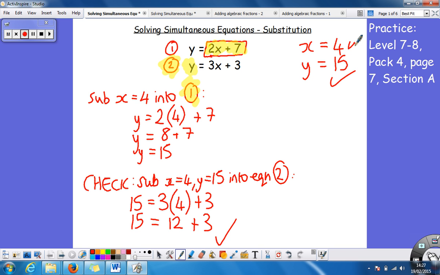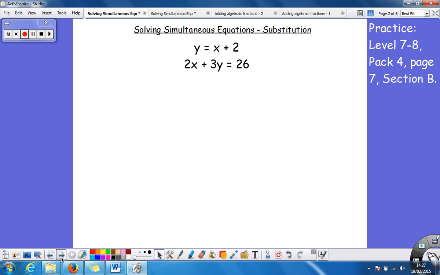So that's the first kind of example where we already have either the y or the x as the subject of the formula. If we have a look at another example here then, in one of my equations the y is the subject, but in the other one it's not. It's part and parcel of the equation. Now I could rearrange and do the same method that I used on the previous question, or I can just substitute as it is. So I know that my y is the same as x plus 2. So I'm going to substitute x plus 2 instead of my y in my second equation.